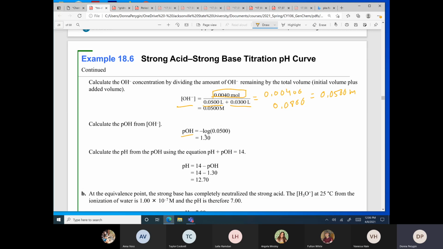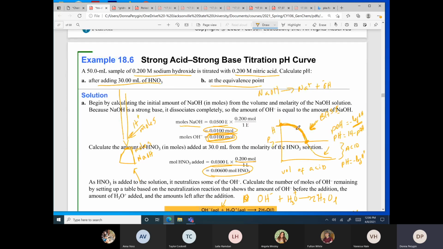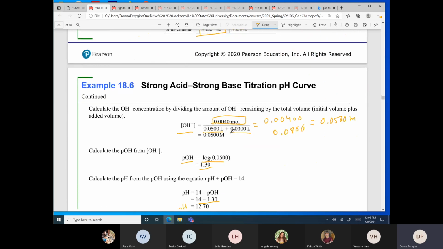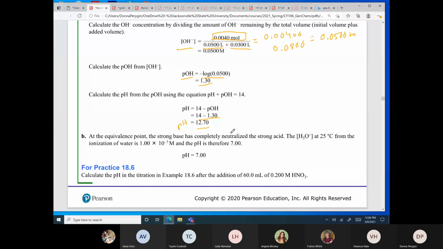So the pOH is the negative log of 0.05, which is equal to 1.3. Subtract that from 14, and I get a pH of 12.7. That makes sense because I'm still in the base range here, so I'm going to be able to calculate the pH from the pOH in the base range.